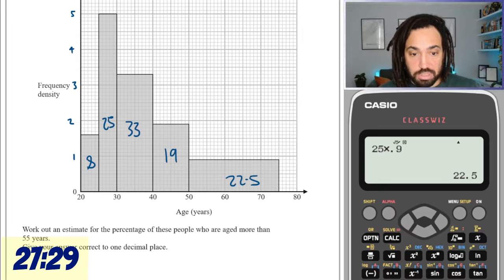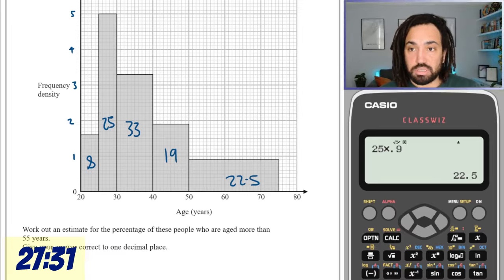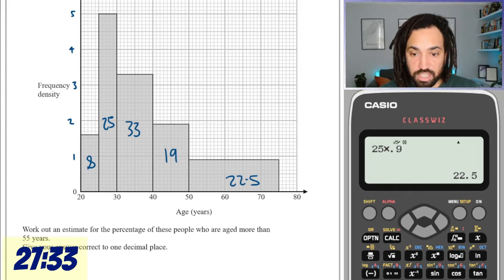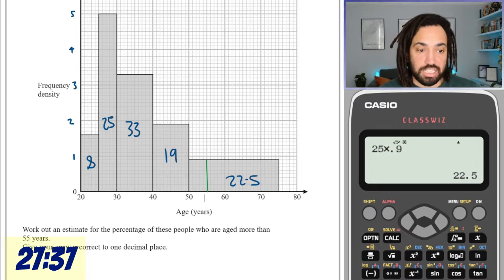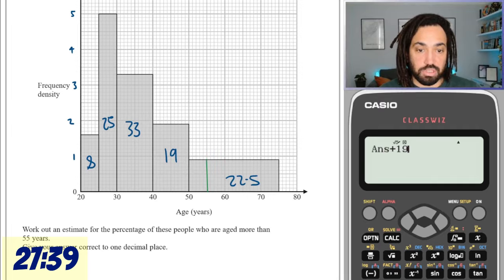Okay, and we want 55 years or more. So let's draw a line in there. Let's just add them all up now to find what the total is. Again, it's not necessarily the frequency, but it's all about proportion, so it's fine.